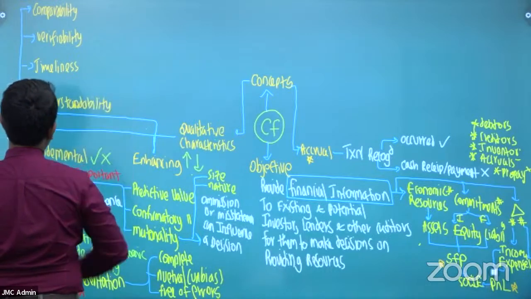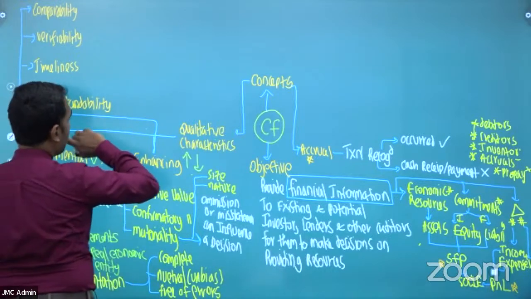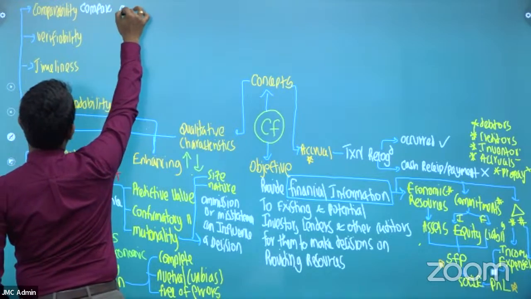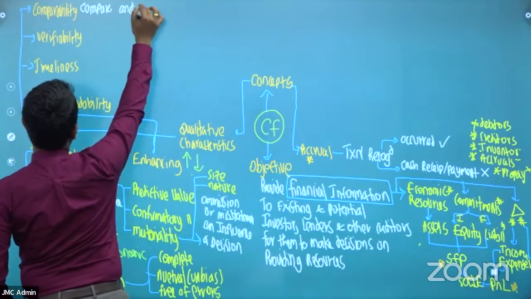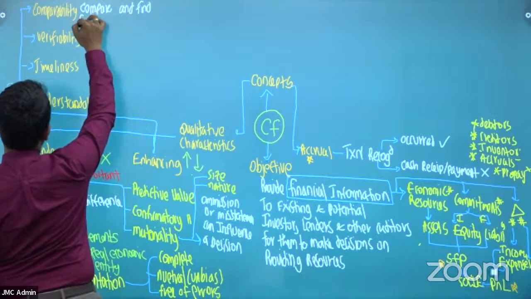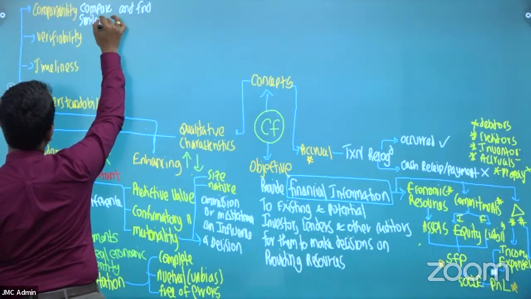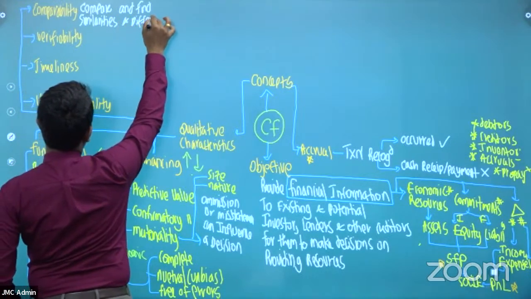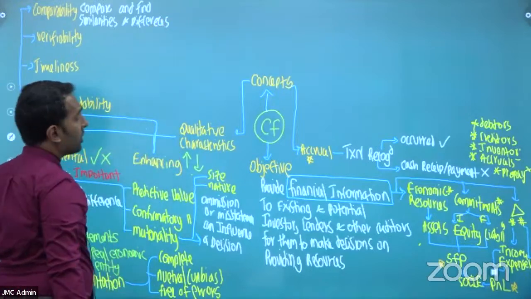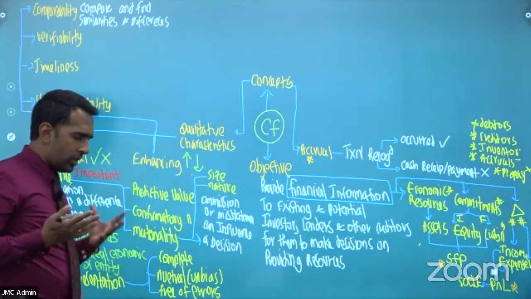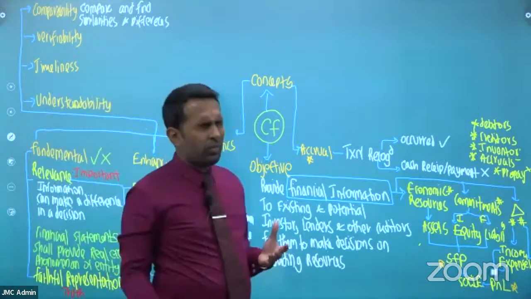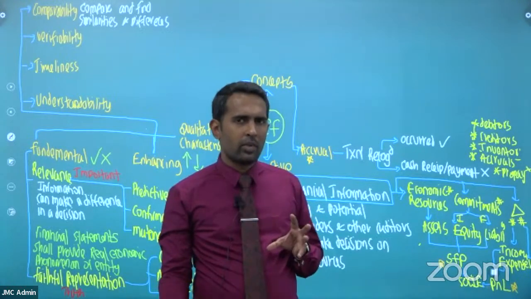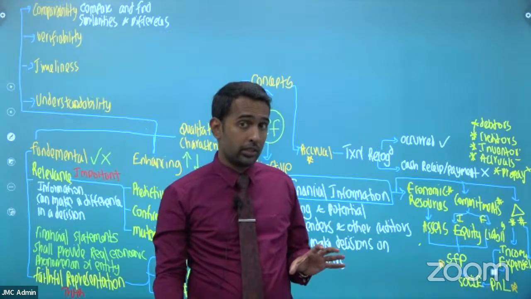What is the meaning of comparability? Comparability means if you can compare information and find similarities and differences. Comparability, right? Now, when we are taking a decision, obviously we are comparing it with another, right? You cannot just take some absolute decisions. No, it's always comparative decisions, right?